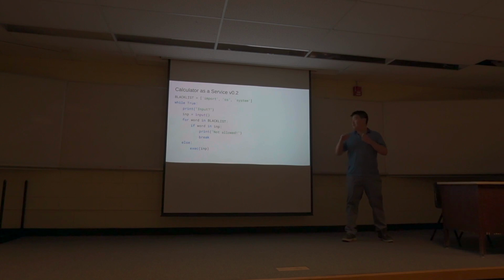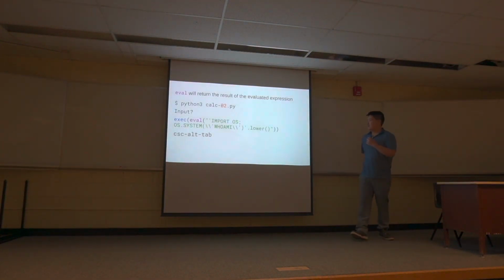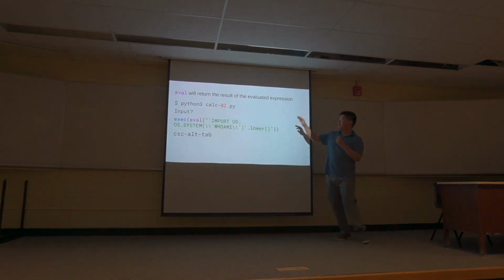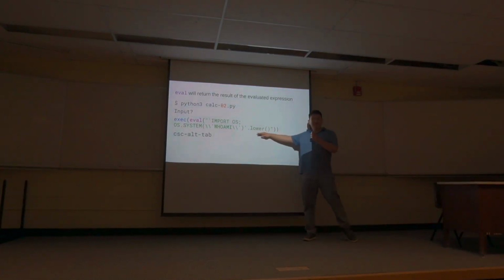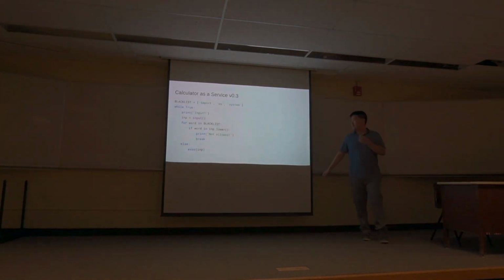Next one. We actually just create a blacklist. So in this case, these are just keywords that we're going to try to block. Anybody have the next way for this? No? Okay, next slide. So in this case, we can use eval and exec. So eval will actually return the value of your expression. In this case, we're just doing import os.system, but changing it to lowercase to bypass the restriction, and then we're passing it to exec.